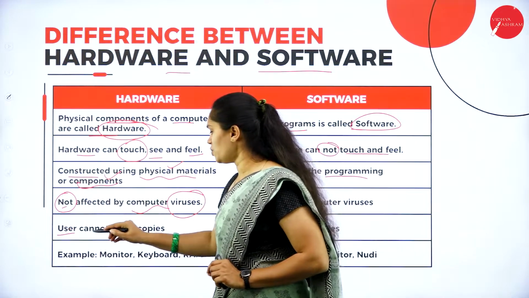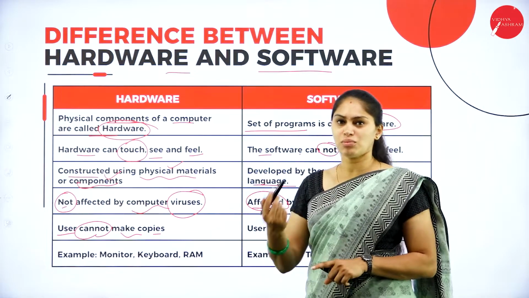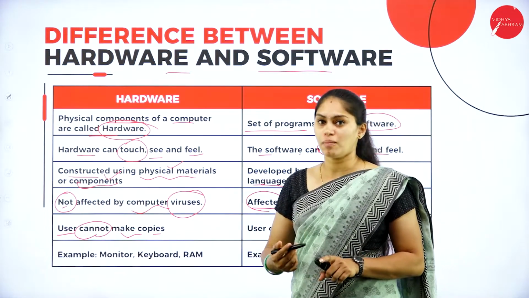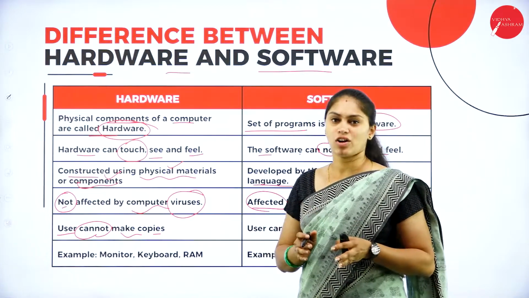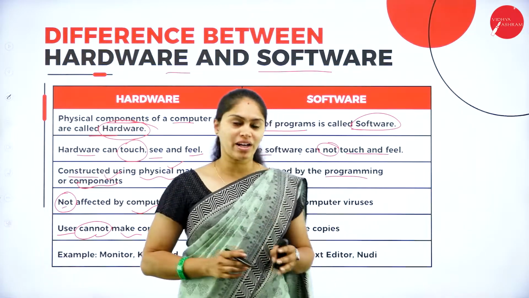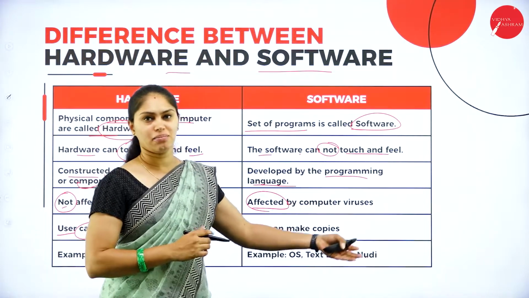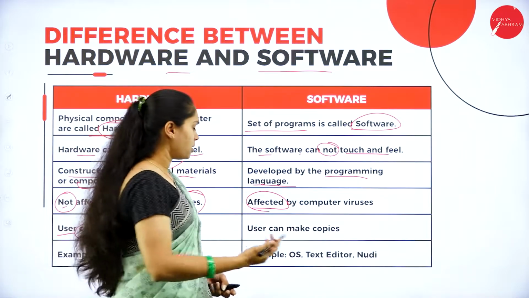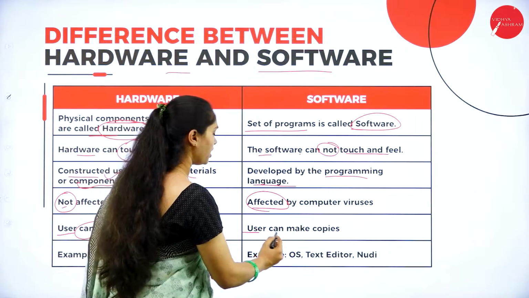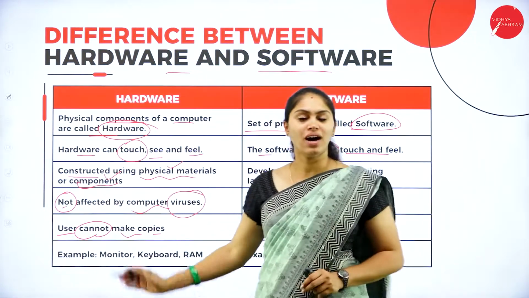Here the user cannot make copies. That means they can manufacture one more thing, but they cannot copy. So we can't have a replica of an existing hardware component. But if you consider the software, we can copy, paste, cut and paste, and replicate these copies with the help of some photocopy methodology. So here the user can make copies, but that is not the case with hardware.